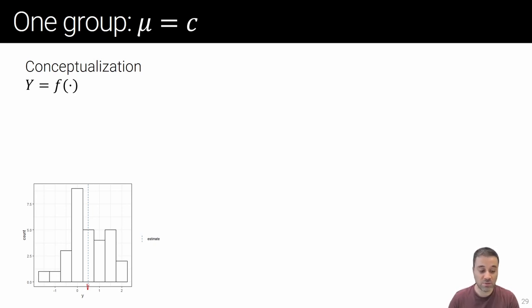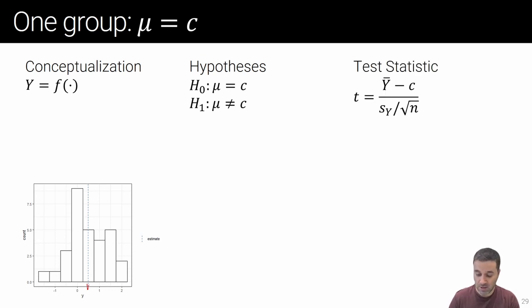So just the response. Let's set up hypotheses. How would we normally approach this problem? It would be null hypothesis: the mean in the population mu equals a certain constant that we're testing. Alternative hypothesis: it is different from the constant. What is the test statistic? Well, we saw it in the previous lectures. We have the observed mean minus the constant, and then we have the standard deviation in the response, and we have the square root of the sample size.